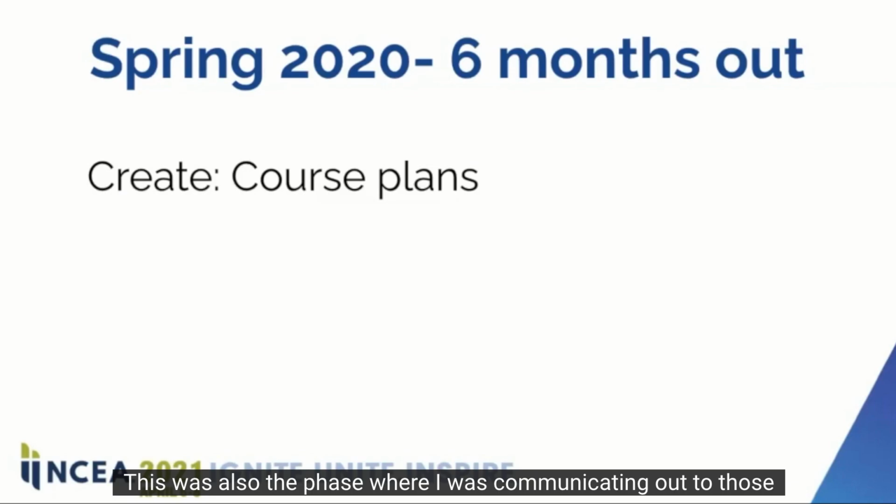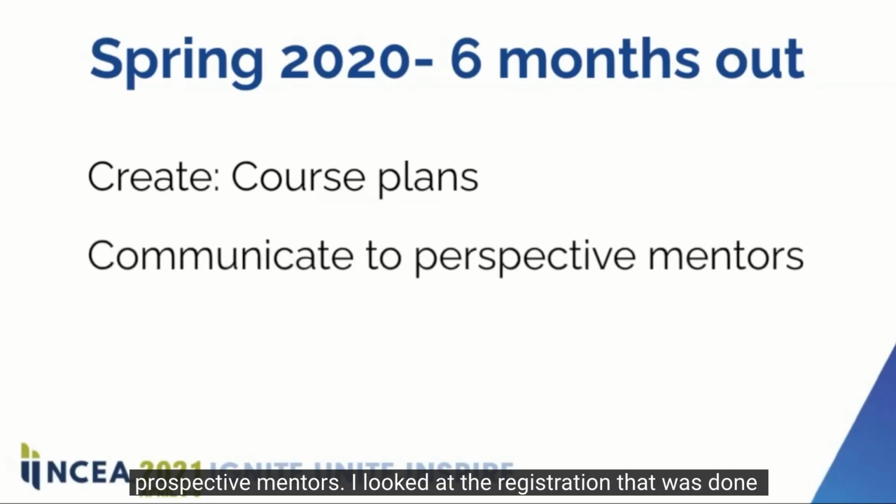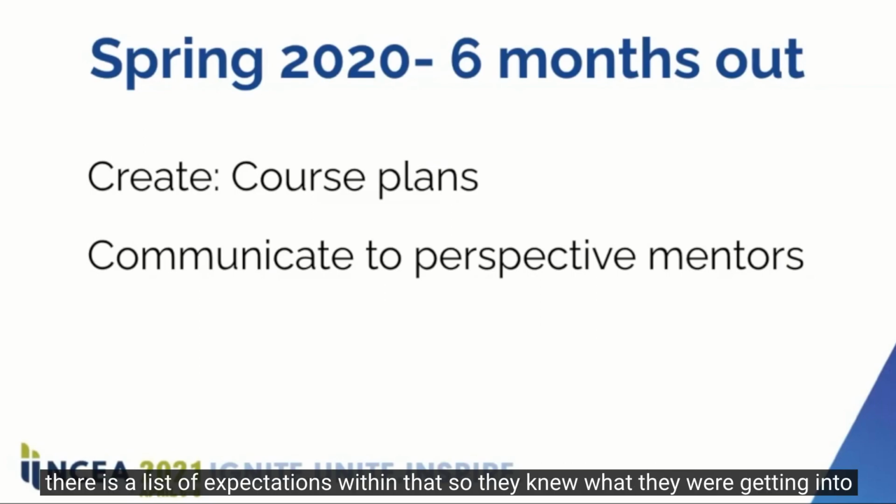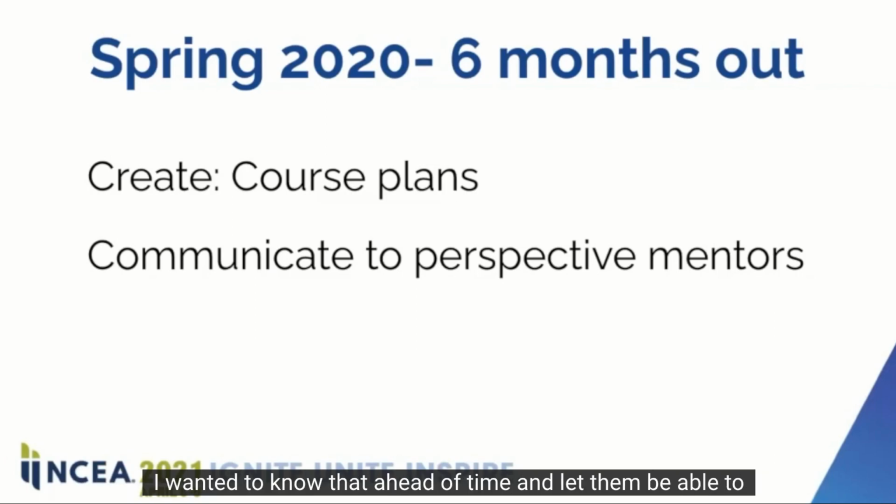This was also the phase where I was communicating out to those prospective mentors. So I looked at the registration that was done in the early spring, just after winter break, and sent out those applications to our interested mentors. Again, I ensured those orientation dates were listed. There was a list of expectations within that, so they knew what they were getting into. And then again, that opportunity to opt out. If they were no longer interested, I wanted to know that ahead of time and let them pick a different elective to cover that course, but also be able to schedule on my end accordingly.